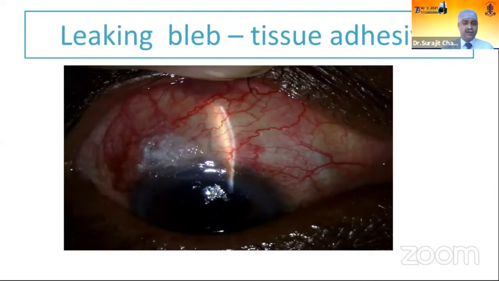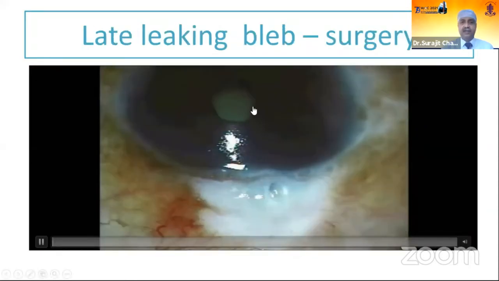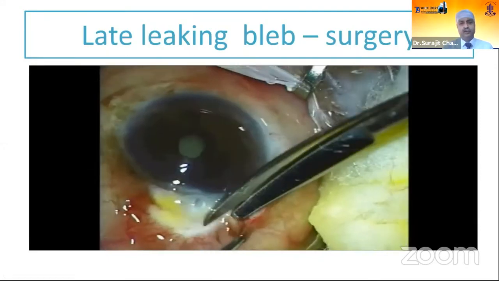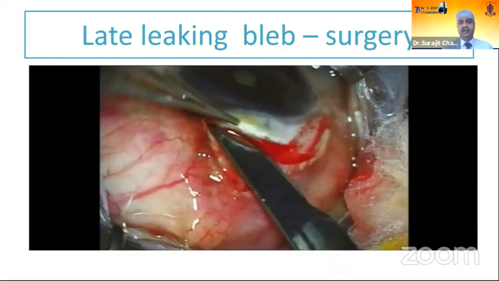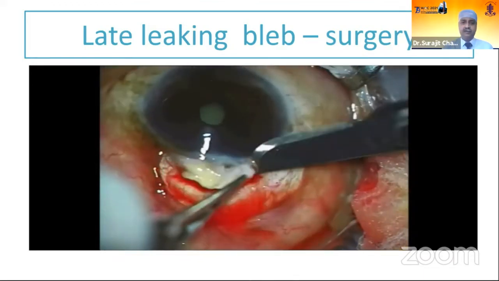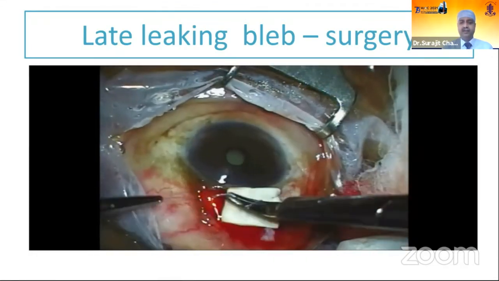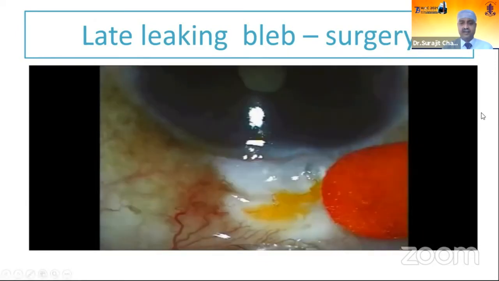A small leak around the limbus can work very well with tissue adhesive. As you can see, after 7 days the tissue adhesive has fallen off and the bleb has raised. A late leaking bleb inevitably needs surgery, and we have to excise the whole part of the leaking bleb with excision of the fibrous tissue, cover it with a new scleral patch, and close it nicely.